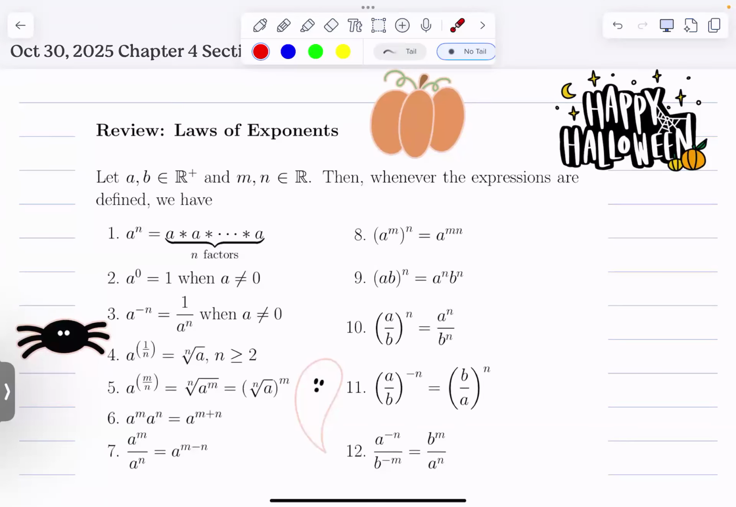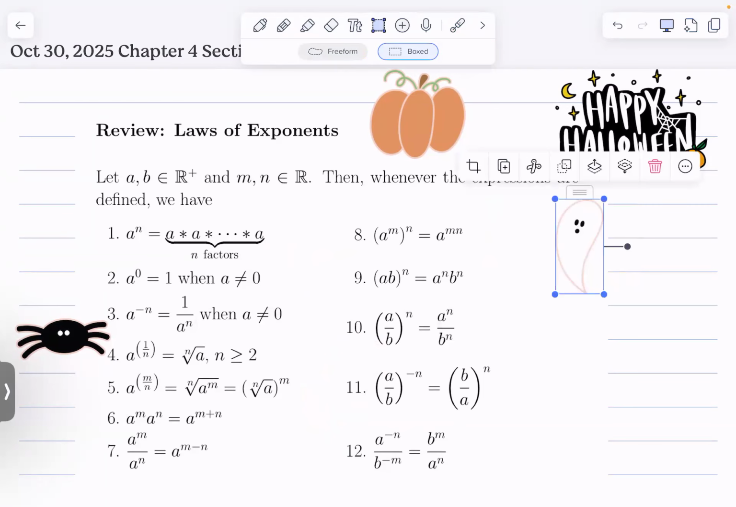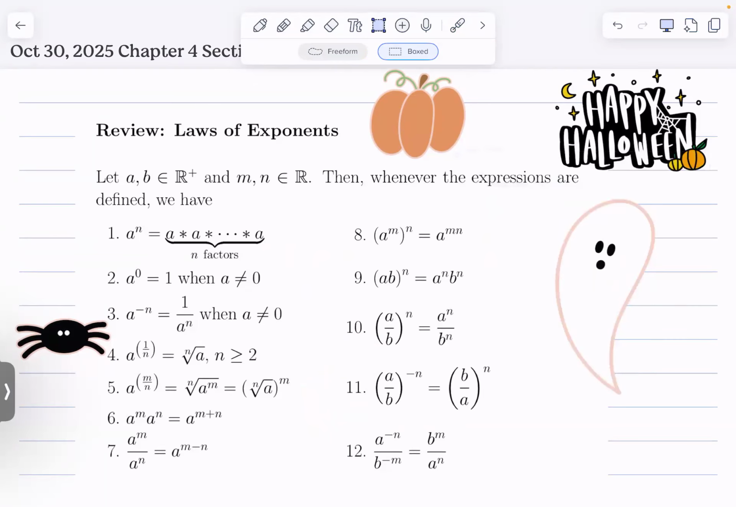Chapter 2 is pretty good. Linear functions. Yep. I know, remember those? So nice. I have to move my ghosts because you can't really see them. Make them big. There.